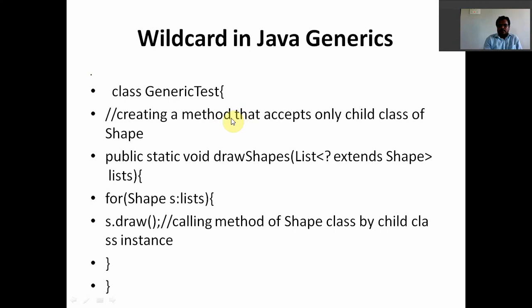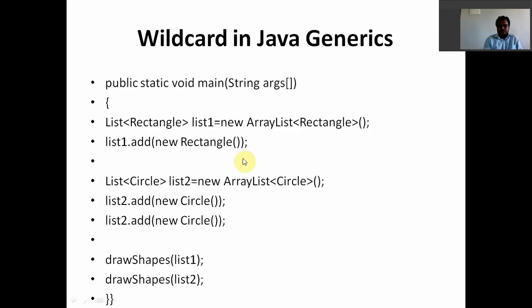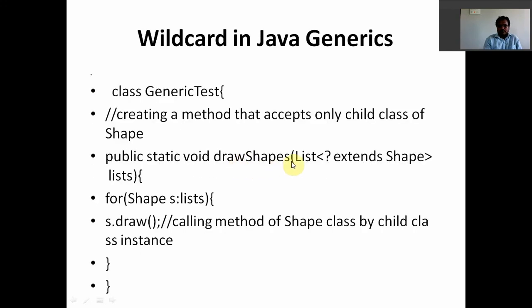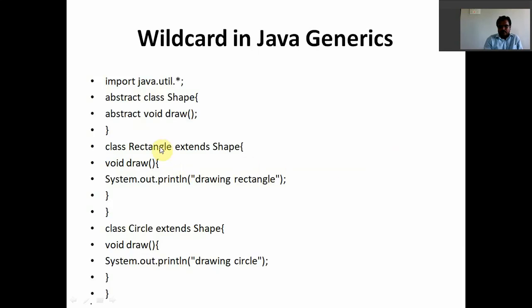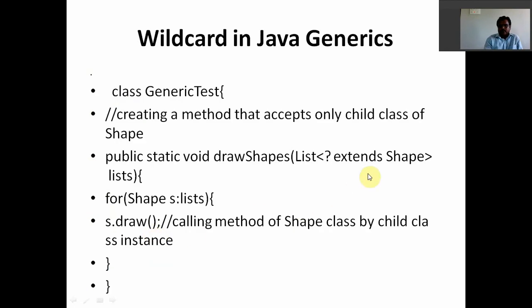In this particular class, we are creating a method that accepts only child classes of Shape. DrawShapes is a method. Here we are using the wildcard syntax: List question mark extends Shape. This includes the subclasses of Shape. What are the subclasses of Shape in this example? Rectangle as well as Circle. It will support them. That is the wildcard.